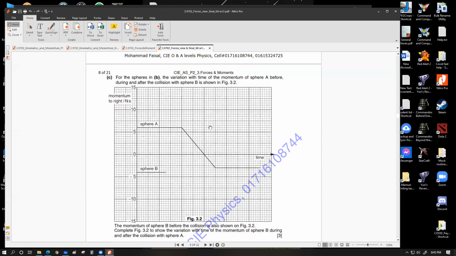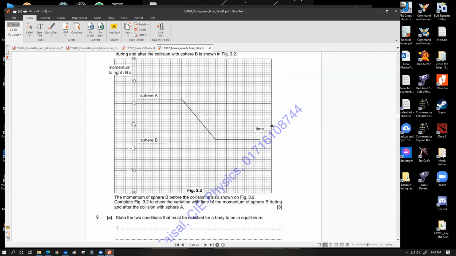And the important part for which I'm interested in this question is for the completion of this graph. Attempt this graph as well. I'll leave you with for 5 minutes. I'll be back after 5 minutes.